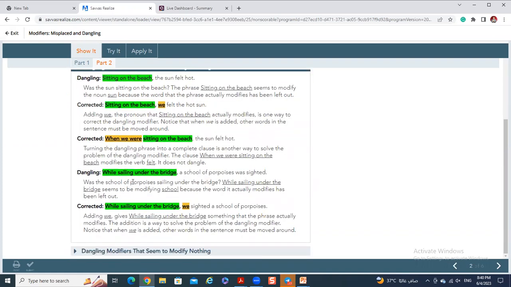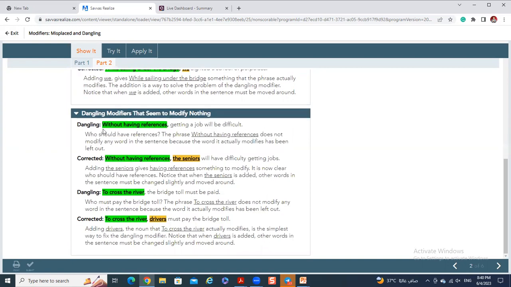Look at another one. While sailing under the bridge. Who is sailing or what is sailing? Don't tell me the school. It must be something that's sailing. So: while sailing under the bridge, we sighted a school of porpoises.